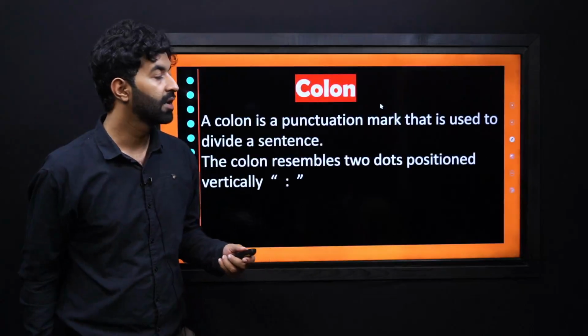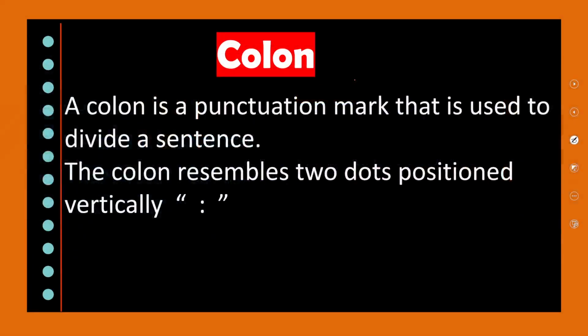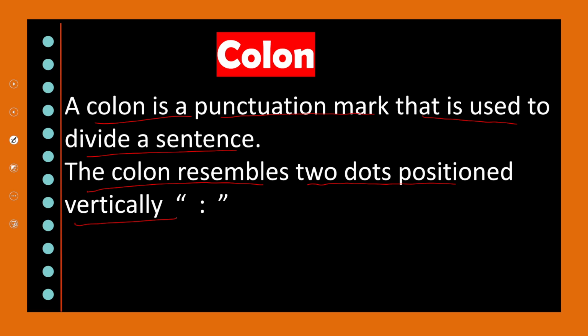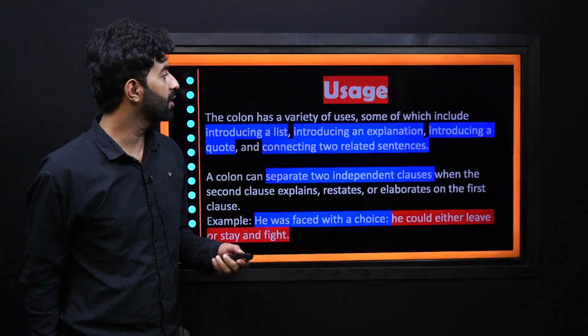Next, we have another punctuation mark, which is the colon. A colon is a punctuation mark that is used to divide a sentence. The colon resembles two dots positioned vertically, just like this. Here, this is a colon. So, a colon is used when we are going to divide a sentence, and there are some more purposes. Let's see the usage of the colon over here.